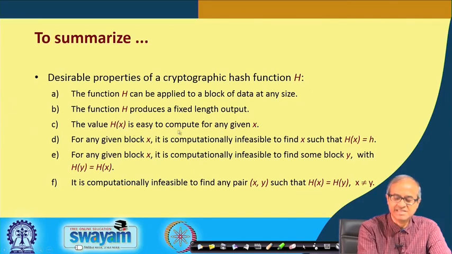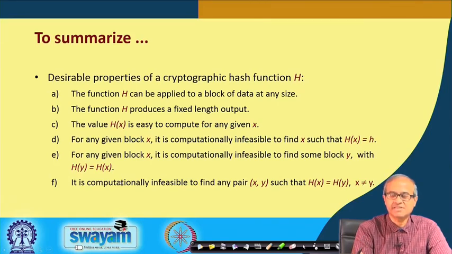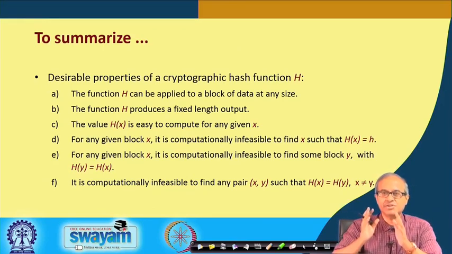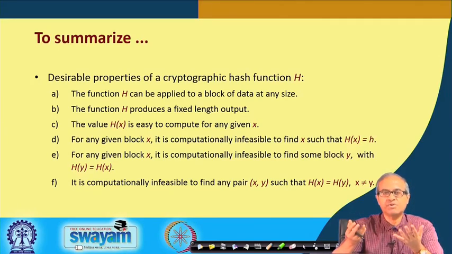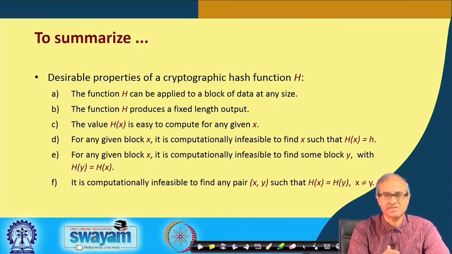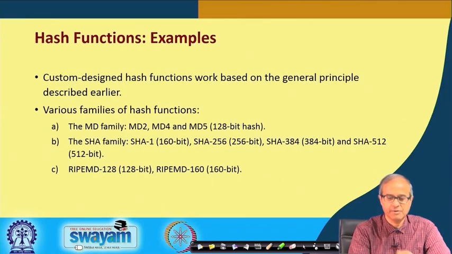And these are the three properties I talked about, C, D and E. The value h(x) is easy to compute for any given x. This is in terms of computation, it should not be too computationally intensive. And the last three points are first pre-image resistance, second pre-image resistance and the collision properties. The same thing I just now talked about. So, broadly speaking, a hash function should satisfy these properties, and also it should not be too computationally expensive to compute. It should be efficient.